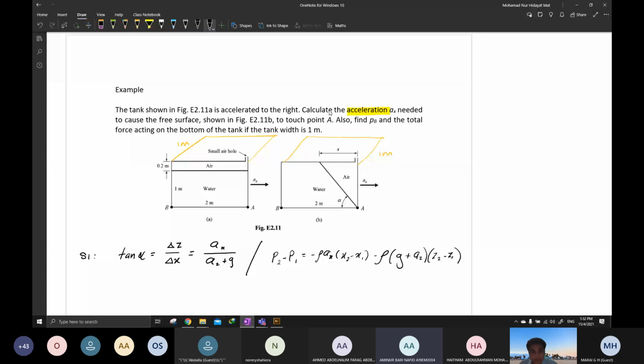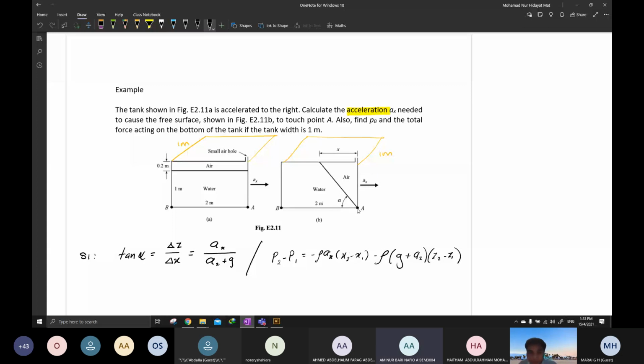The tank shown is accelerated from point A to point B. This is before, this is after. Point A is before, point B is after. Due to the acceleration, you can see the water surface on top become this shape. Find the acceleration to cause the water surface to touch point A.